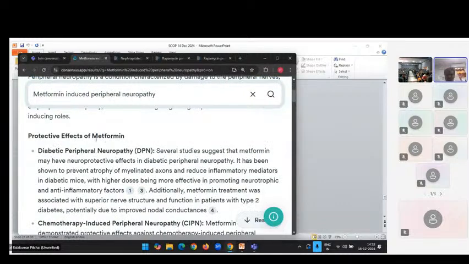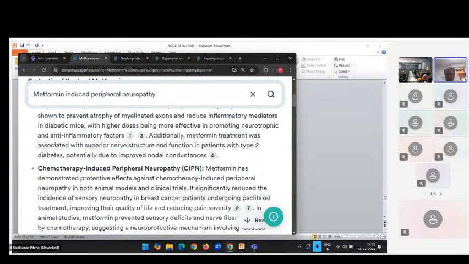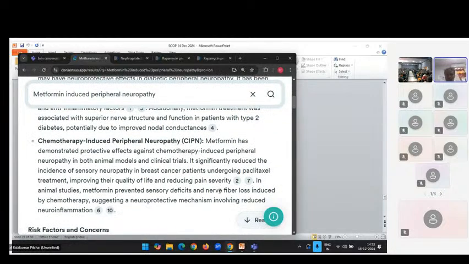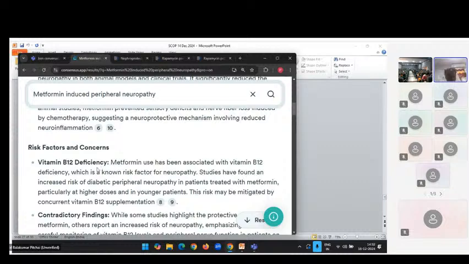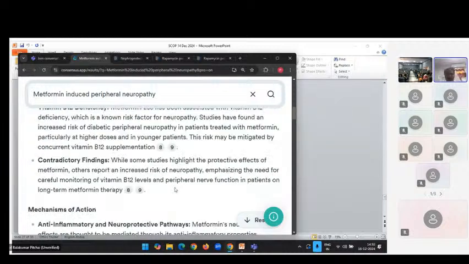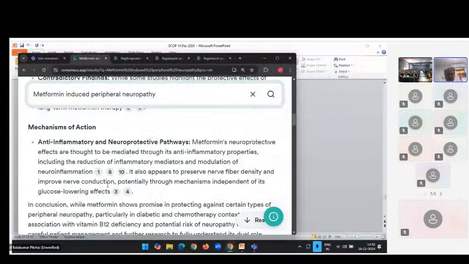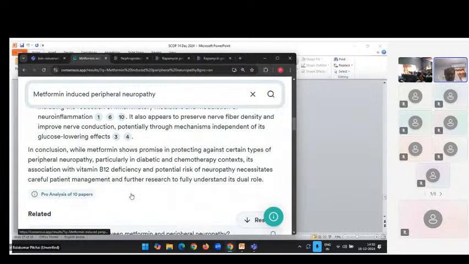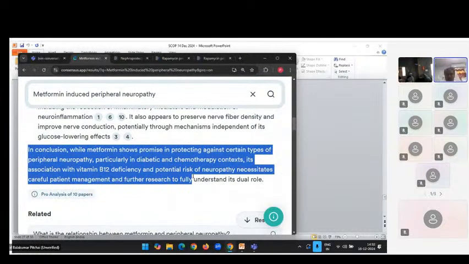Now, protective effect of metformin. These are papers 1, 3, 4. Then chemotherapy induced peripheral neuropathy, 2, 7, 6, 10. Then risk factor. Metformin can cause vitamin B12 deficiency, so it can increase the risk of diabetic peripheral neuropathy, 8, 9. Then contradictory findings, 9, 8, 9. Then mechanism of action, 1, 6, 10. All the treatment is given along with the references, including a conclusion.